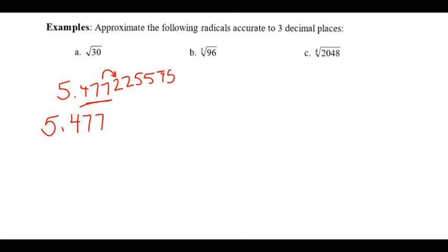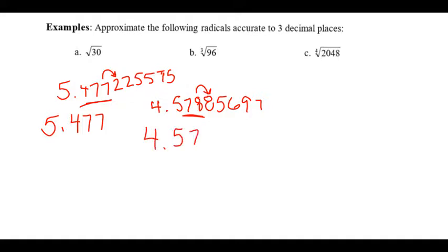Next, I will do the cube root of 96. And to get there on your graphing calculator, you want to do math, and then you'll notice option 4 is a cube root, and type in 96 and hit enter. So again, I get 4.57885697, but I only want 3 decimal places. Now my last number there is an 8, and because that is an 8 as well, I'm going to round up. So my answer will be 4.579.